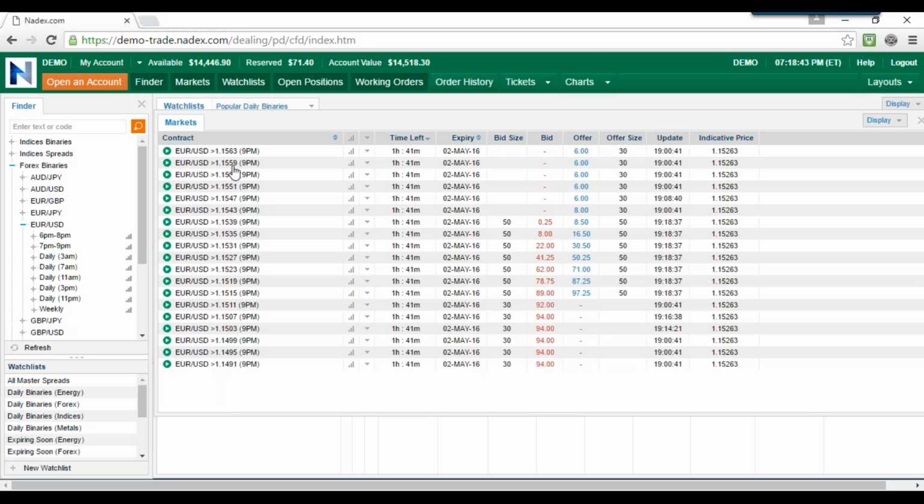Each one of these strike prices right here is a different binary contract. So like at 9 p.m. tonight on the euro dollar, you've got a ton of different binaries to choose from. And right here you see, here's the price you can buy them for, here's the price you can sell different ones for.